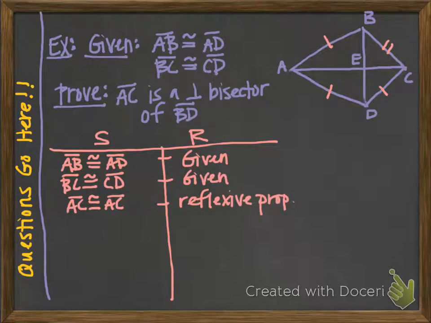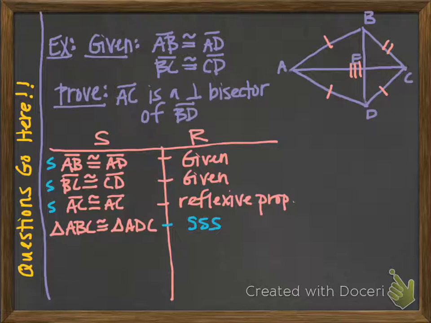That would be enough information to say that we've got two congruent triangles by SSS. So we've got S, S, and S. So by SSS, we can state that these two triangles are congruent. So maybe we call the top one triangle ABC, and the bottom one maybe ADC. And I need to show in my picture that AC is congruent to itself.